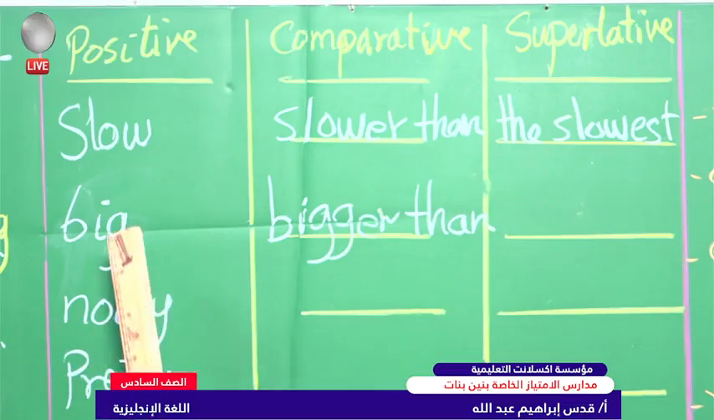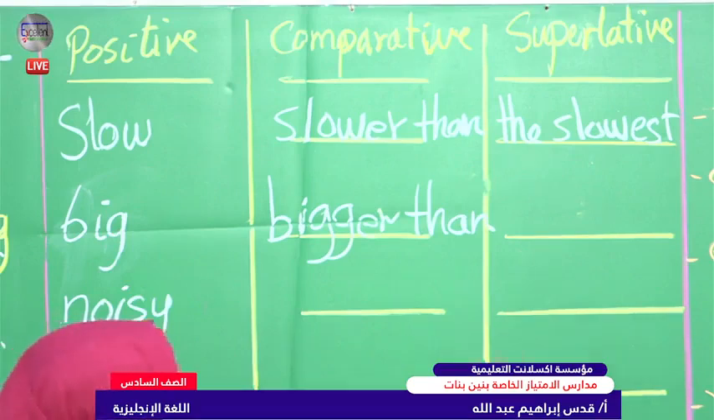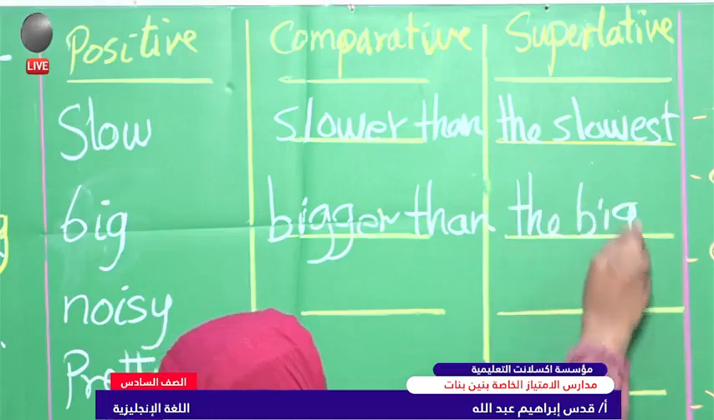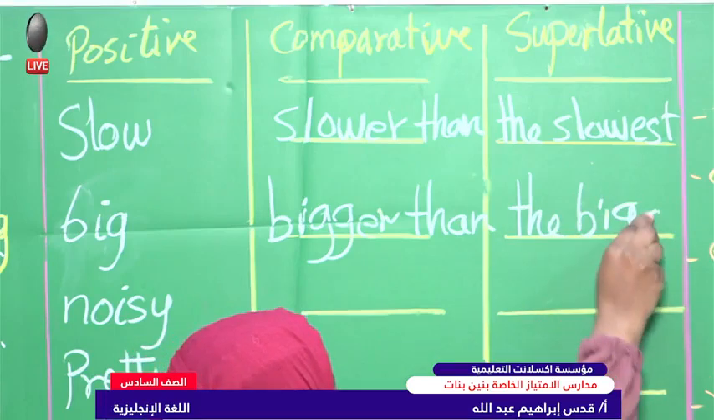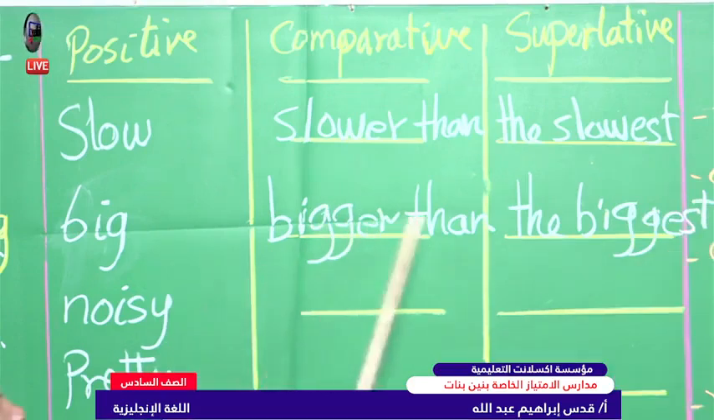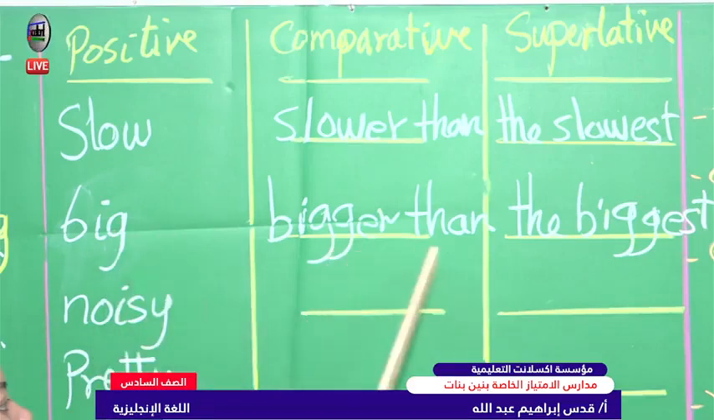Big, bigger than, the biggest. الأكبر, the biggest. Here we add er, but here we add est. Big, bigger than, the biggest.